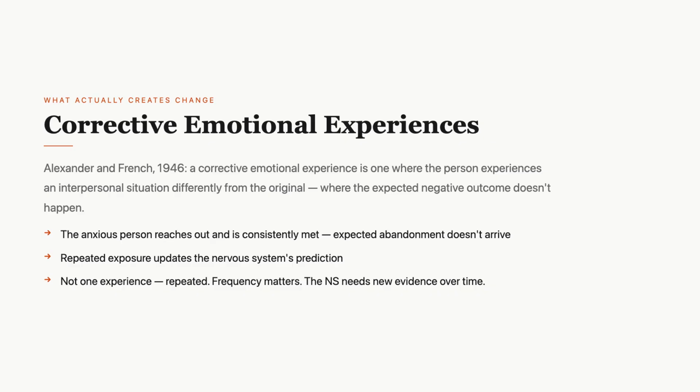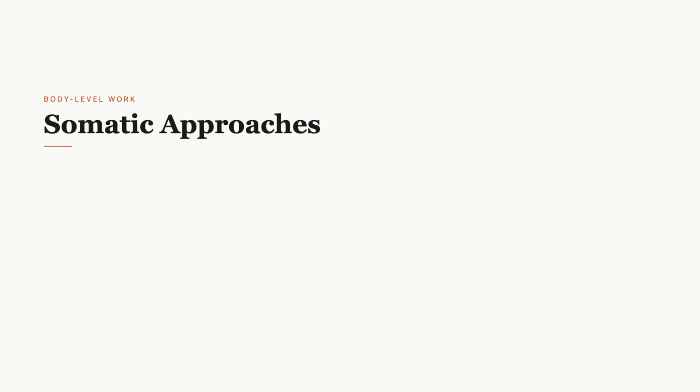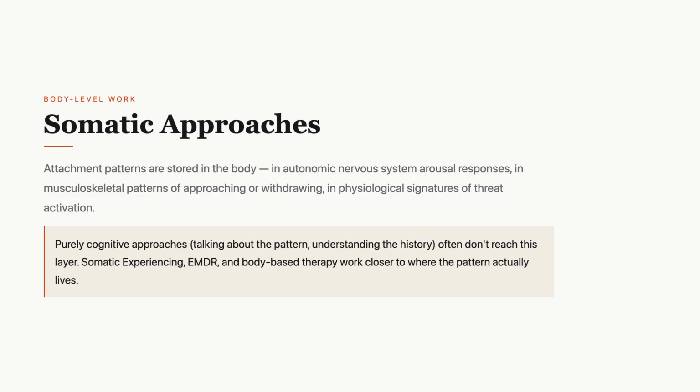Attachment patterns are stored in the body, in the autonomic nervous system's arousal responses, in the musculoskeletal patterns of approaching or withdrawing, in the physiological signatures of threat activation. Purely cognitive approaches, talking about the pattern, understanding the history, often don't reach this layer. Somatic experiencing, EMDR, and body-based therapy work closer to where the pattern lives.